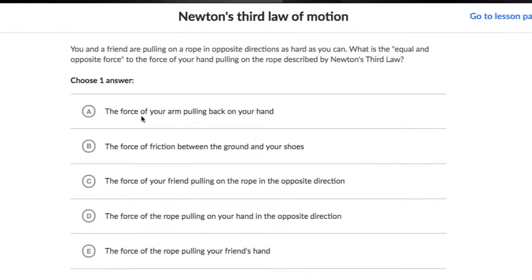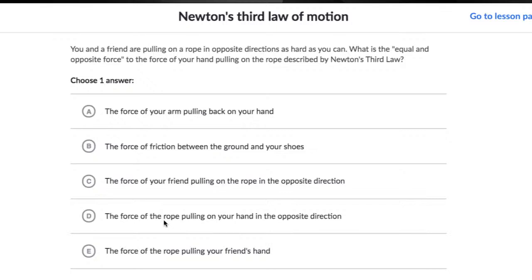Then let's see what is the correct answer. Your hand is pulling the rope in the opposite direction. What is the equal and opposite force to your hand pulling the rope? Option A: the force of your arm pulling on your hand? No. Option B: the force of friction between the ground and shoes? No. Option C: the force of your friend pulling on the rope in the opposite direction? No. Option D: the force of the rope pulling on your hand in the opposite direction.